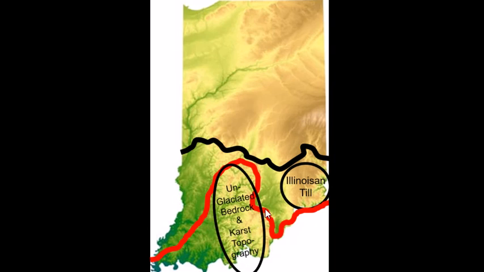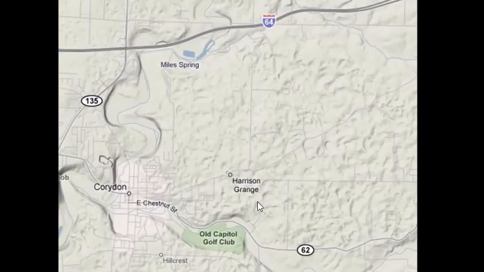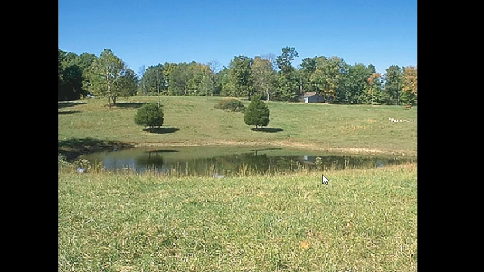This is one of the reasons why this area is so pitted and bumpy. As we zoom in here and look at Corydon, that bumpy surface is because it never was impacted by a glacier, which would have filled in a lot of these little valleys and holes and so forth. And so here's a sinkhole from southern Indiana.